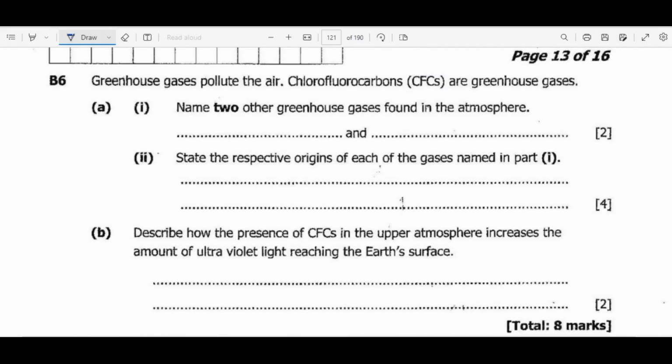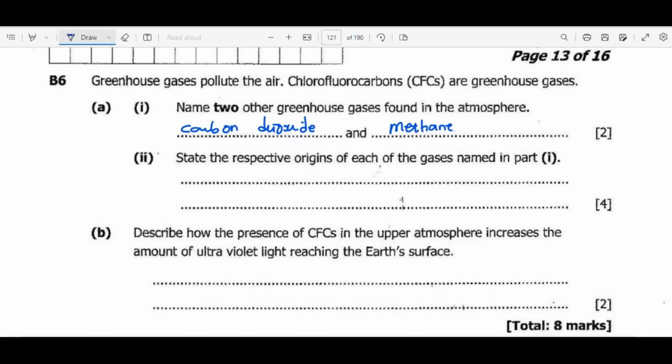Now we'll move on to question 6. Greenhouse gases pollute the air. Chlorofluorocarbons, CFCs, are greenhouse gases. Name 2 other greenhouse gases found in the atmosphere. So look at carbon dioxide. Then the other one, we just look at methane.